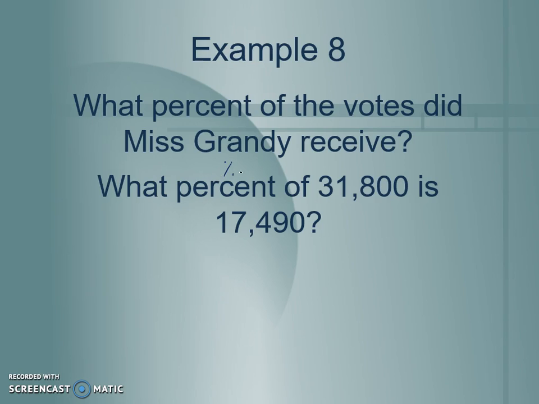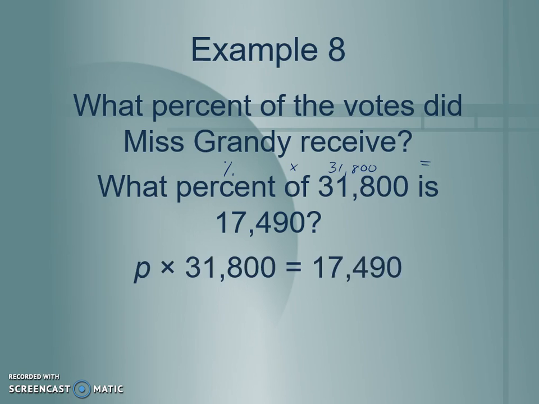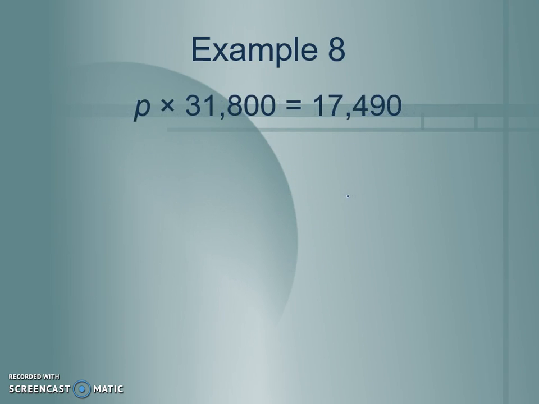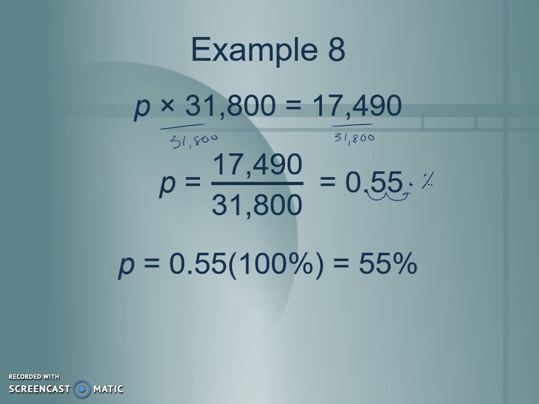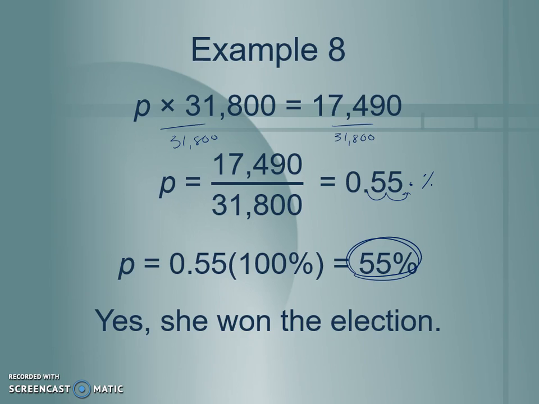17,490? So what percent times this 31,800, I don't know why I'm having trouble with that number, equals 17,490. So we're solving for a percent. So we're just going to divide. We get P equals 0.55, but remember this needs to be written as a percent, so you can either multiply it by 100% or just move your decimal over 2 spaces and label it as a percent, so it's 55%. So did she win the election? Yes, because she got more than half the votes.